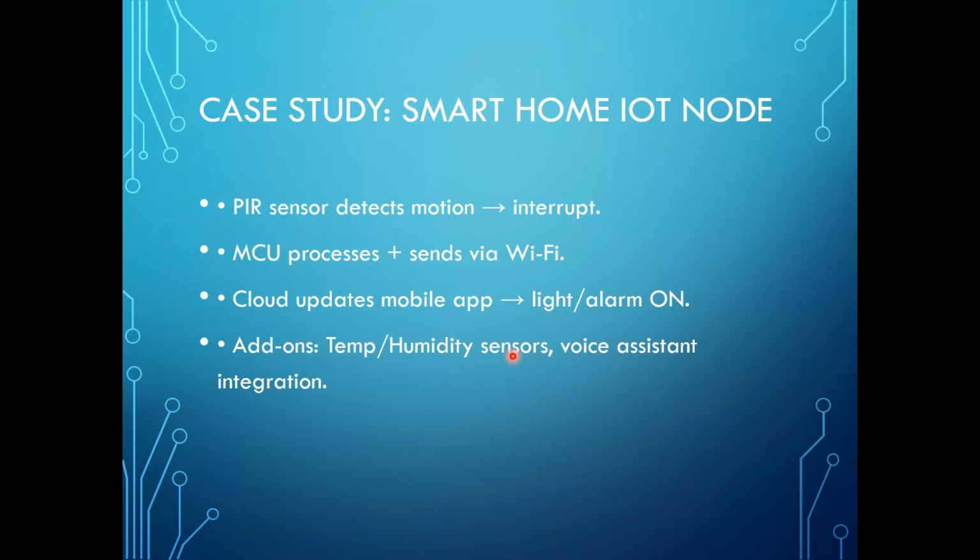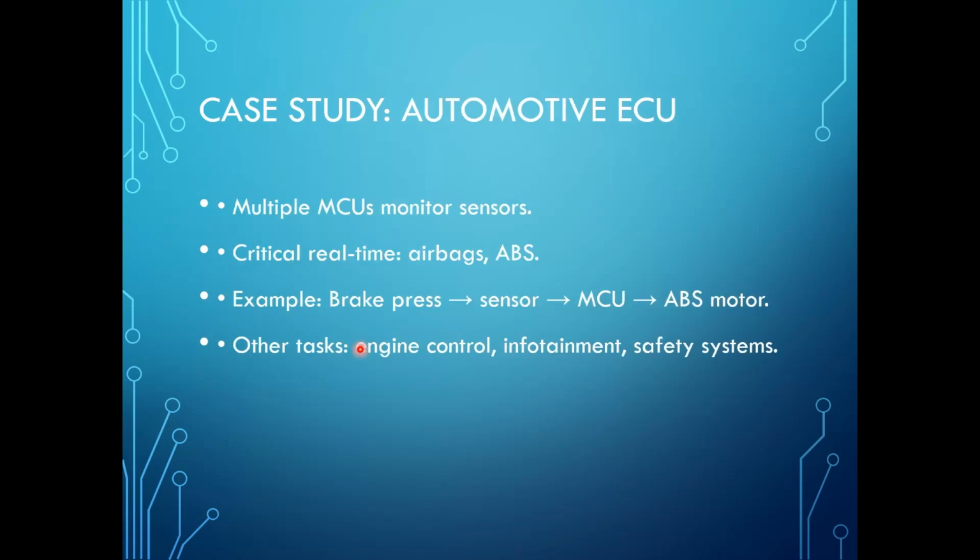Nowadays, if you're seeing how smart homes are happening, you can add Alexa or Google Home with those controllers, and you say, hello Alexa, turn on the bulb, and it will turn on the bulb. Turn off the fan, and it will turn off the fan. This is how smart homes are working nowadays.